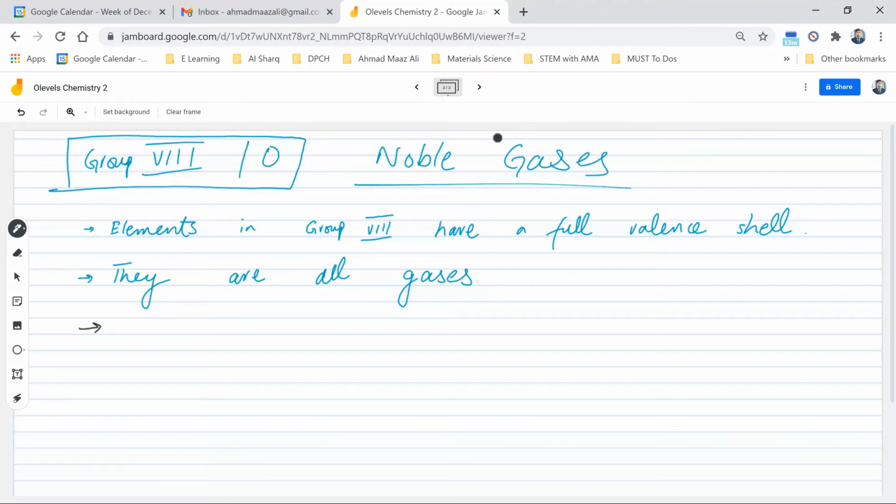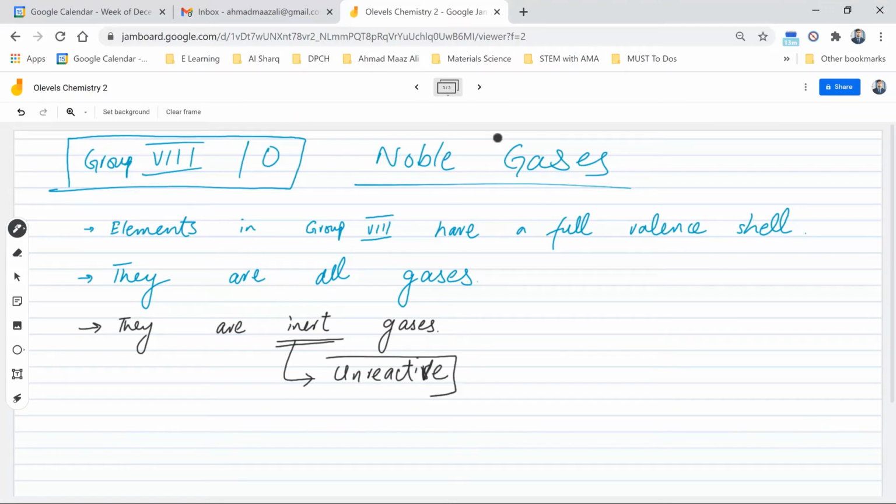Another property of these noble gases is that they are inert gases. What is the meaning of inert? Inert also means unreactive, and now you know why they're called unreactive. So we just say that noble gases are inert gases. And please list down the elements as well.